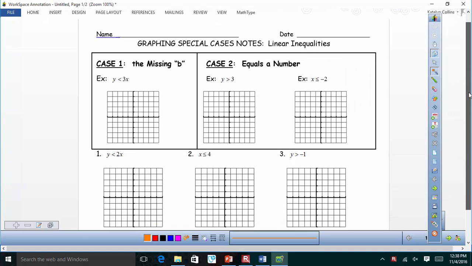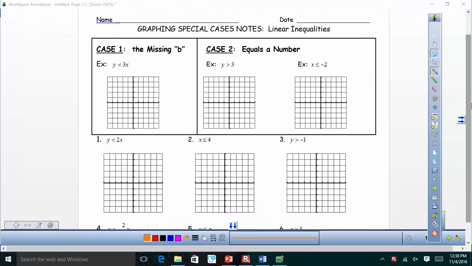Okay, so we're going to look at special cases of linear inequalities today. Yesterday we learned how to just graph regular inequalities. Now we're going to look at some with missing b's and things like that. So let's look at case number 1 here, where it says the missing b.